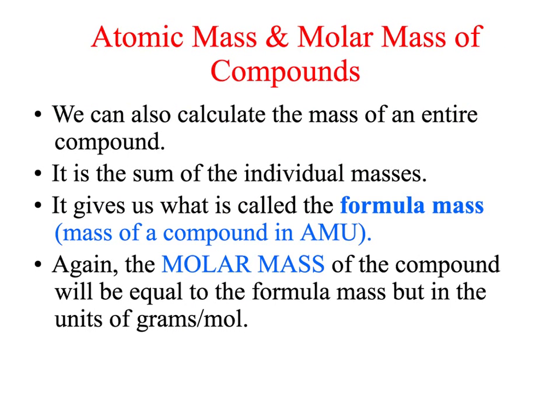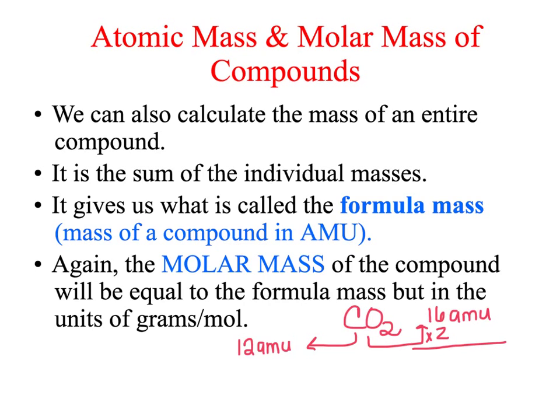Okay, so we can do this for an entire compound. In other words, let's say I wanted to know how much carbon dioxide weighed. Okay, a single carbon dioxide. I would go to the periodic table, and if you remember from the previous slide, 1 carbon weighed 12 AMU. And oxygen weighs 16 AMUs, but notice in carbon dioxide there are 2 oxygens, so we'll multiply this times 2. So the oxygens in carbon dioxide would weigh 32 AMU.